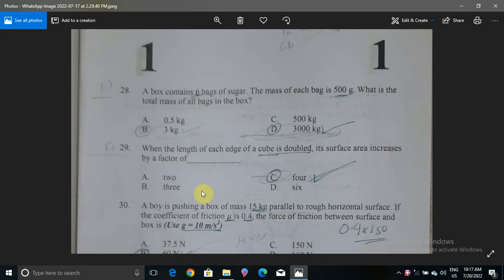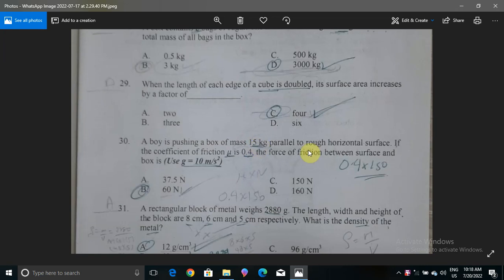Now question number 30, a boy is pushing a box of mass 15 kilogram parallel to a rough horizontal surface. If the coefficient of friction is 0.4, the force of friction between surface and box is what, taking gravity equal to 10 meter per second squared? So what will be the correct answer for this question? First of all, we have the mass in kilogram. We have what again? The coefficient of friction. We will multiply 0.4 times 150, which will give us 60 Newton. And times 10 meter per second squared, so it will give us Newton, because kilogram times meter per second squared is equal to Newton.